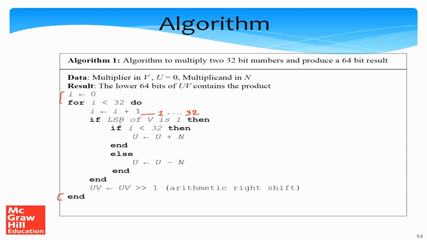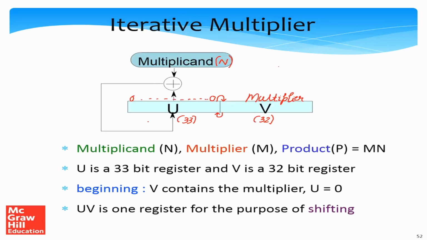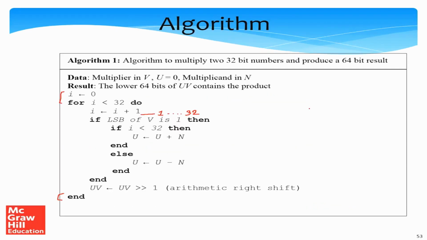If the LSB, the least significant bit of V, which contains the multiplier, is 1, which basically means we come here and take a look at the least significant bit. If this bit is 1, what do we need to do? We need to add the multiplicand to the accumulating partial product. Since it is the first iteration, the partial product will just be the multiplicand itself.